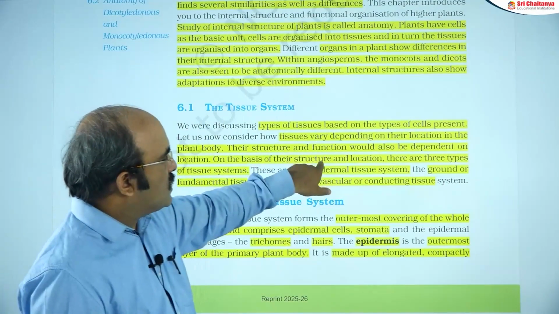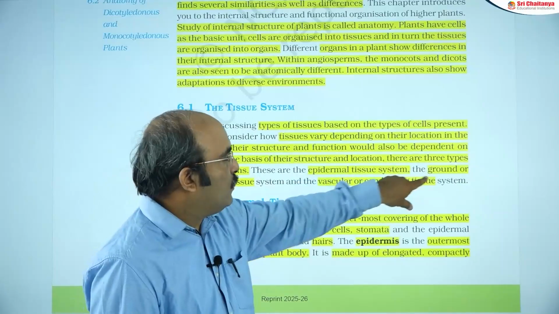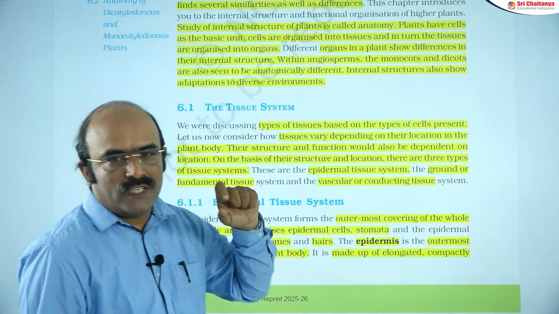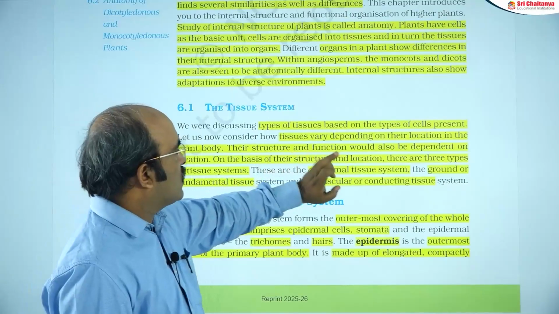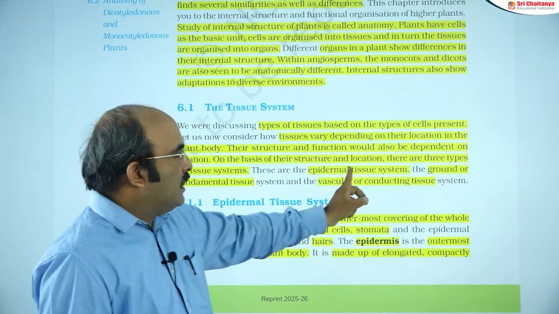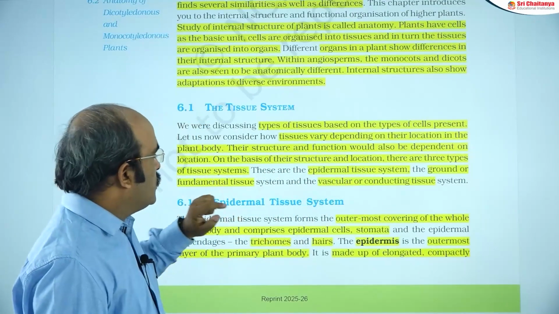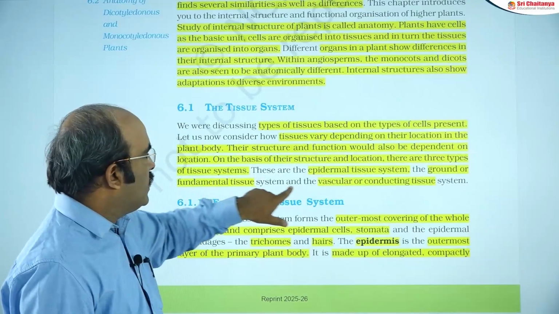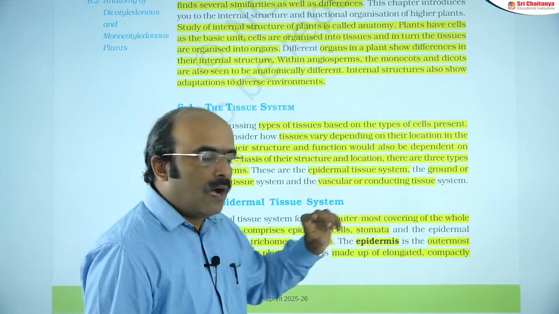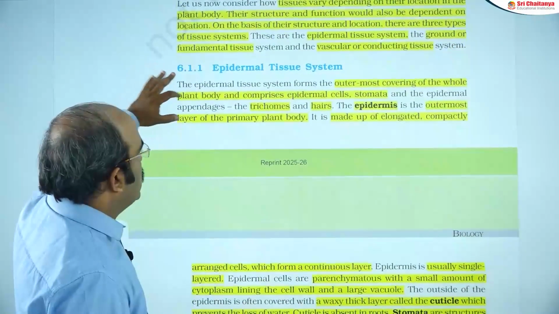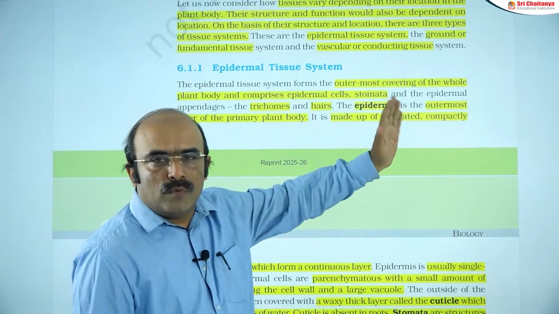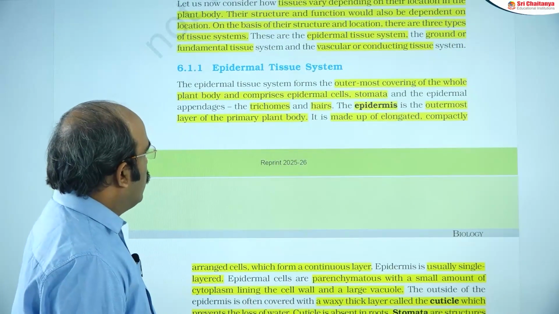On the basis of the structure and location, there are three types of tissue systems. So the criteria for classifying the tissue systems is an important one, that is structure and location. The three types of tissue systems are the epidermal tissue system, the ground or fundamental tissue system, and the vascular or conducting tissue system. Briefly, the epidermal tissue system is the outermost covering of the primary plant body.